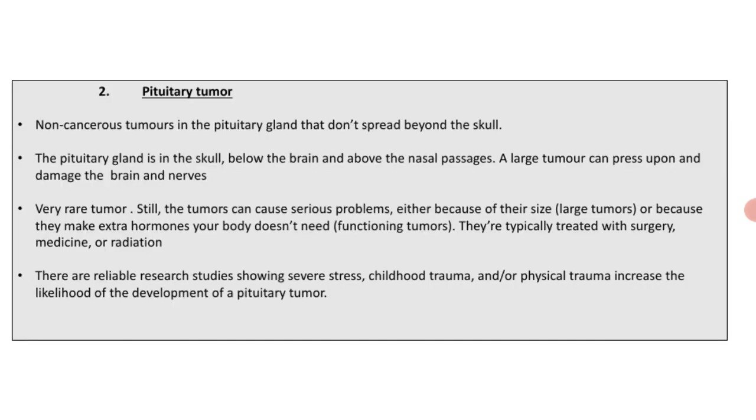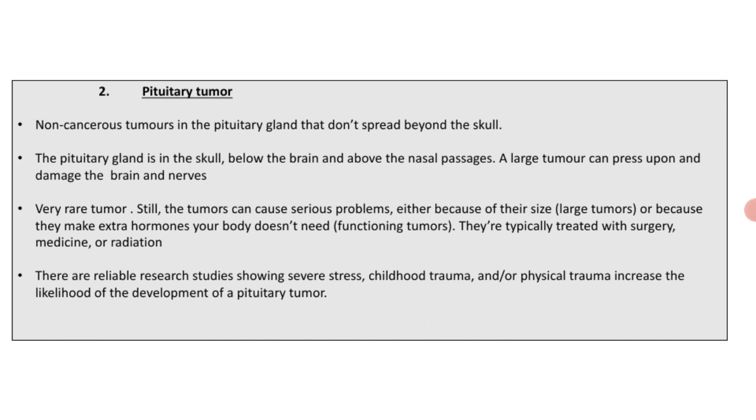And the other type of tumor mentioned here is known as pituitary tumor, and they are usually non-cancerous tumors in the pituitary gland that won't spread beyond the skull. The pituitary gland is in the skull below the brain and above the nasal passages. A large tumor can press upon and damage the brain and nerves. It is a very rare tumor. Still, the tumor can cause serious problems, either because of their size or because they can make extra hormones the body doesn't need. They are typically treated with surgery, medicine, or radiation.